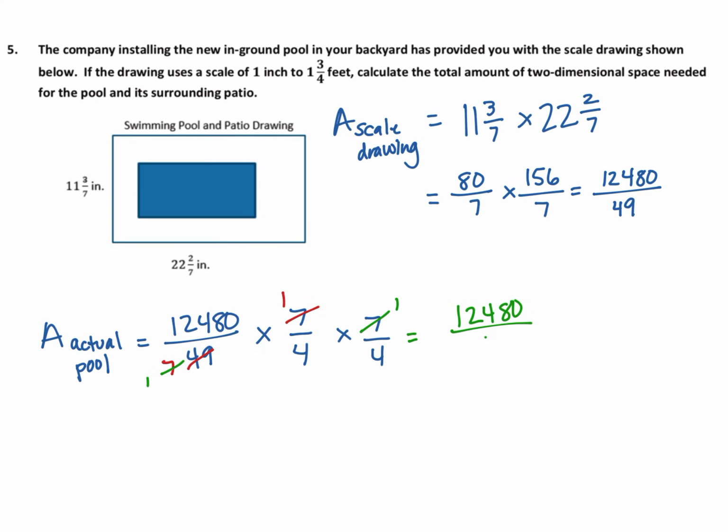And when we do that, we get exactly 780 feet squared. This is the actual dimensions for the area of the pool and patio in the backyard.